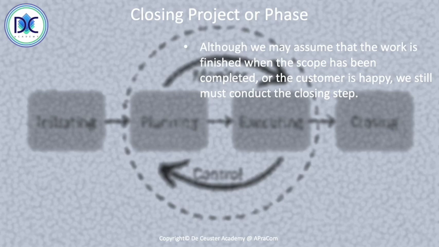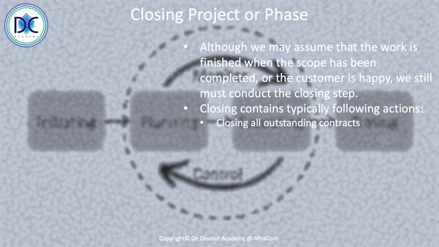And when we do closing, we are looking at the following actions typically. We have to close all the outstanding contracts. For example, imagine you had a telephone line that you're using for communication. The telecom company will not close that line as such. You will have, in fact, an issue there because the problem will be that they keep on invoicing even when the project is finished. You have to close that contract. So you have to do that with all the outstanding contracts to avoid issues later on.